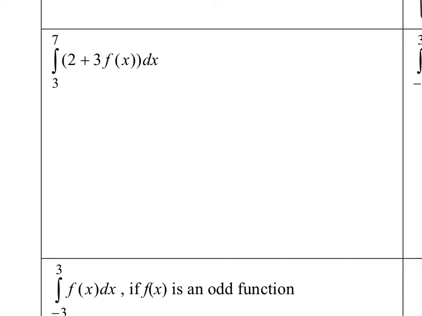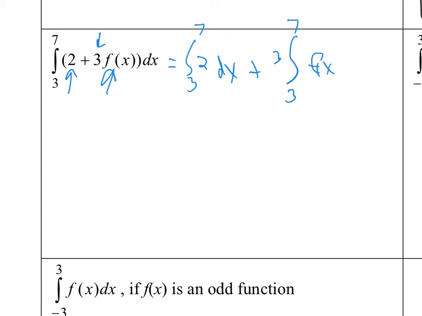Okay, this obviously is, you're dealing with one term, two terms, a constant in front. So let's put it all together. Equals the integral from 3 to 7 of a 2 dx, plus the integral from 3 to 7 of a 3 outside f of x dx.